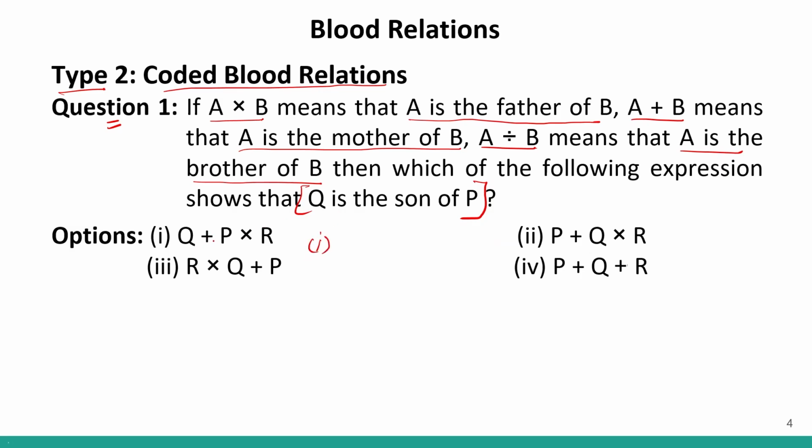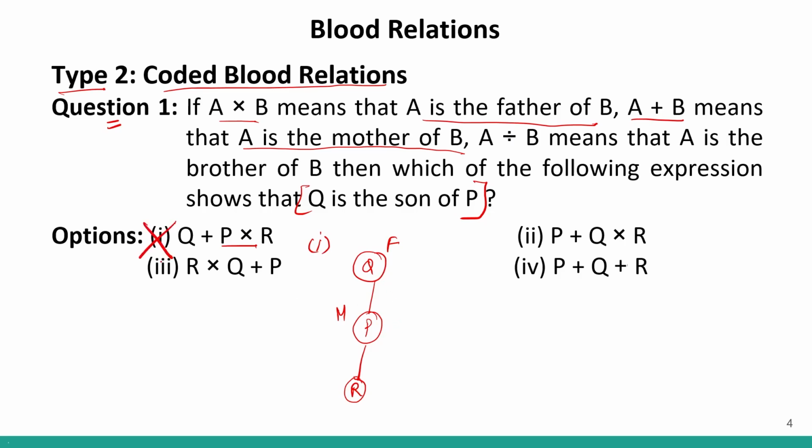Option number 1 says Q plus P. So Q plus P means Q is the mother of P. So Q will be female, mother of P. P's gender is unknown. P into R means P is the father of R. So P is the father of R, so P would be male. Now in this particular diagram, can we identify that Q is the son of P? No. Q is the mother of P. So this is the wrong option. Right? Let us move on to option number 2.